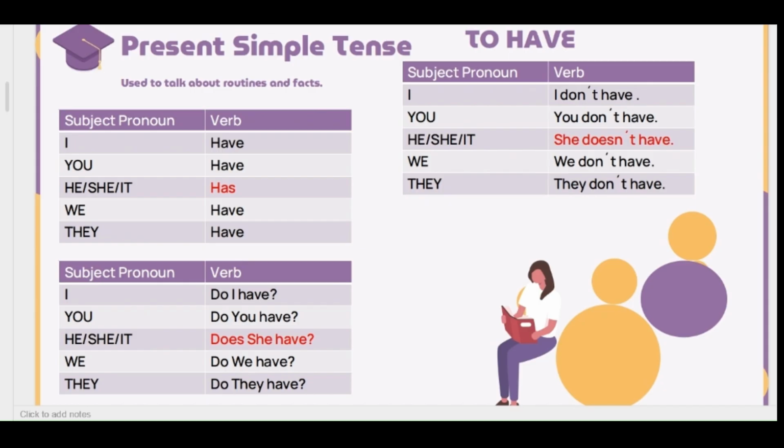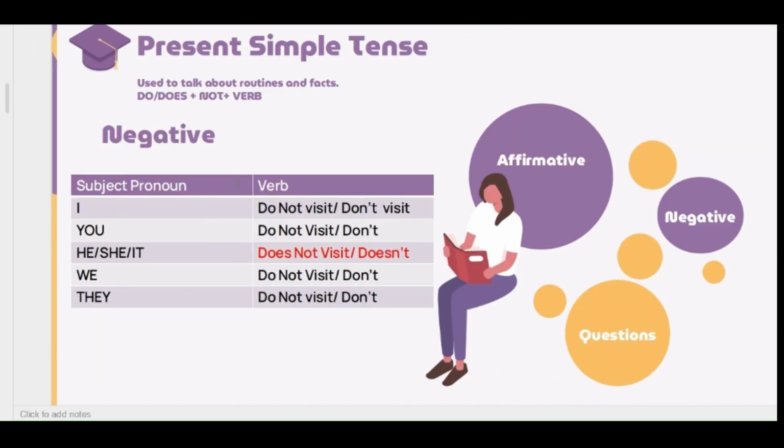Have is also kind of irregular in the present tense. So I have, you have, he or she has, we have, they have. So remember, it's always has.